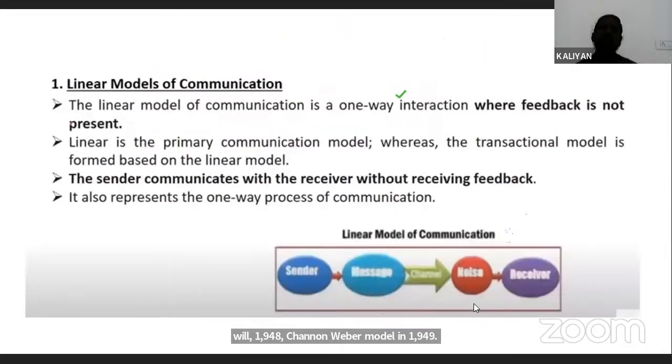So the linear model is a one-way interaction where feedback is not present. Only the speaker is speaking, and the receiver is not raising questions or giving feedback to the speaker. This is called the linear model. For example: sender, message, channel, noise, receiver. There is no feedback. That is the linear model, a one-way process of communication.